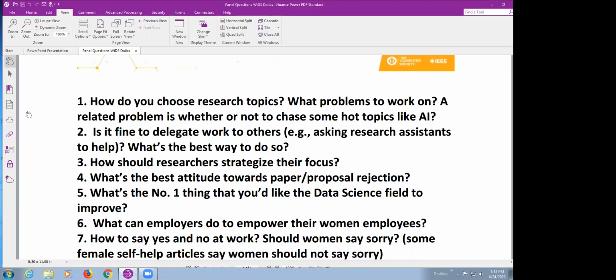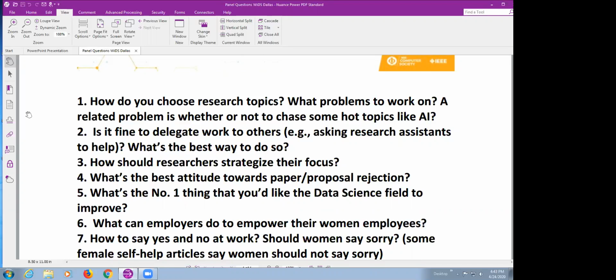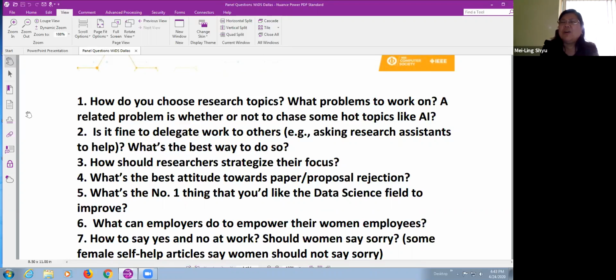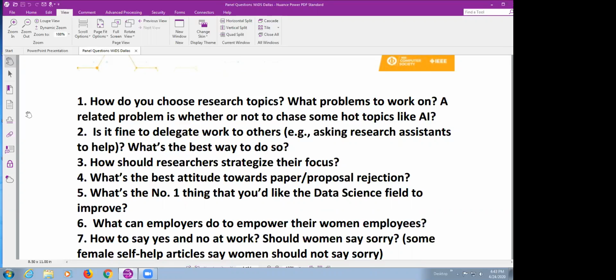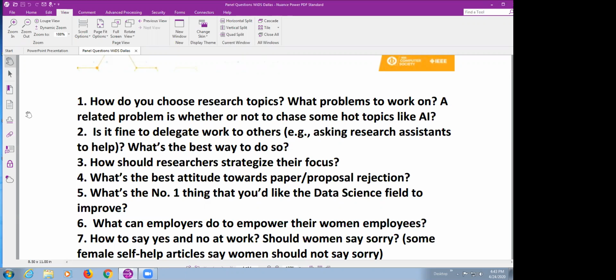Okay, so to strategize their focus would be trying to see how the research work that they can do can actually contribute to the society. Right, so I think that, instead of chasing hot topics, would be a better strategy for any researcher to grow, to be able to let people know what they are doing. That's kind of my view of that.